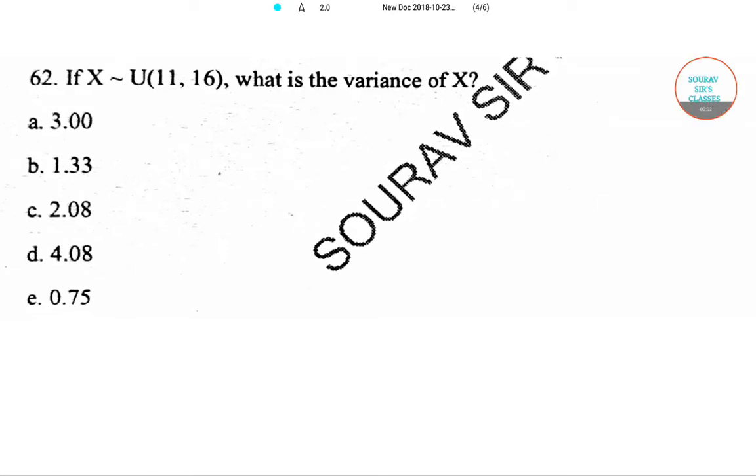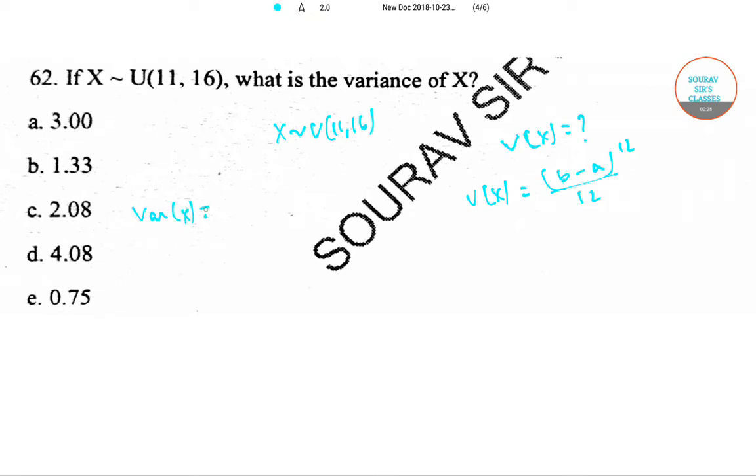Moving on to the next question. If x follows uniform 11, 16, what is the variance of x? Now, as we had done in the previous question, variance x is equal to (b minus a) squared by 12. Thus, variance x is equal to (16 minus 11) squared by 12.